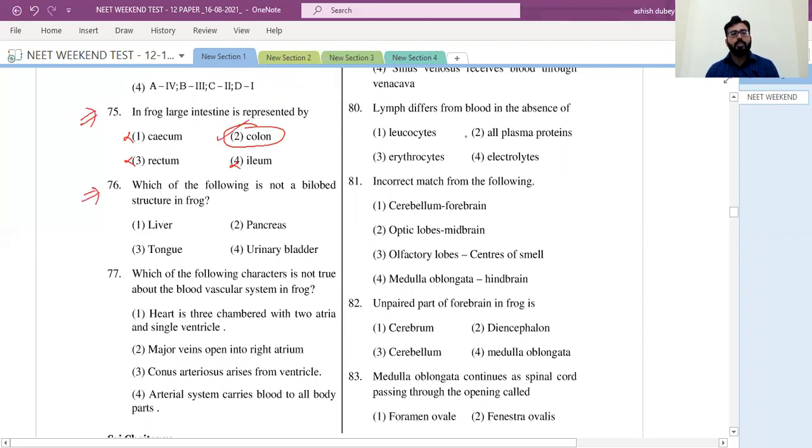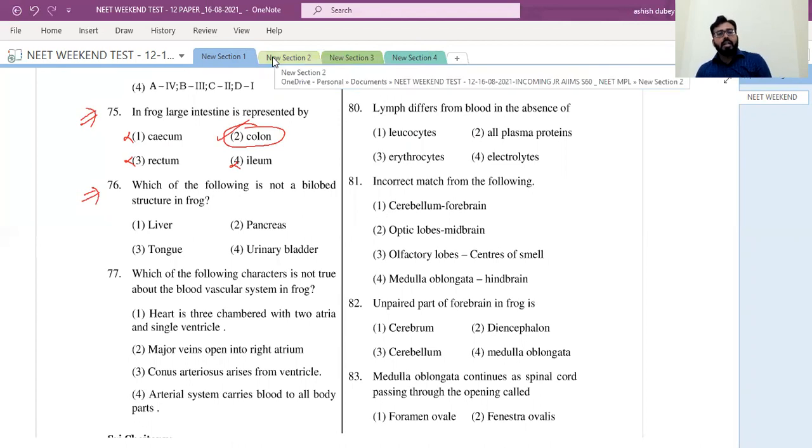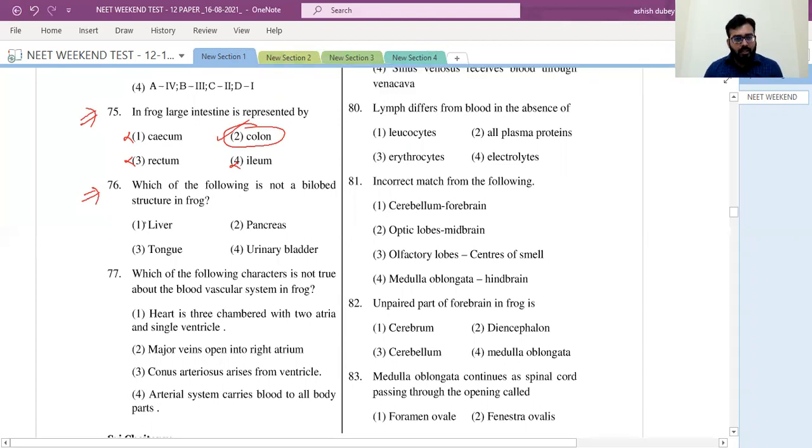76th, which of the following is not a bilobed structure in frog? See, in case of frog, liver is trilobed, I agree. Tongue is bilobed, I agree. Urinary bladder has two lobes, I agree. But pancreas is the only structure which is intact, which is singular. It is not bilobed. So in a loose sense, we can say that yes, pancreas will be the answer.